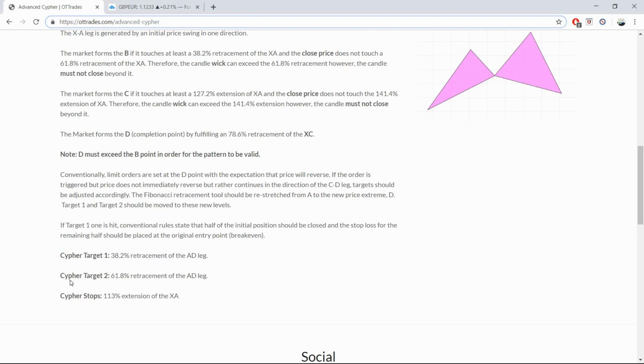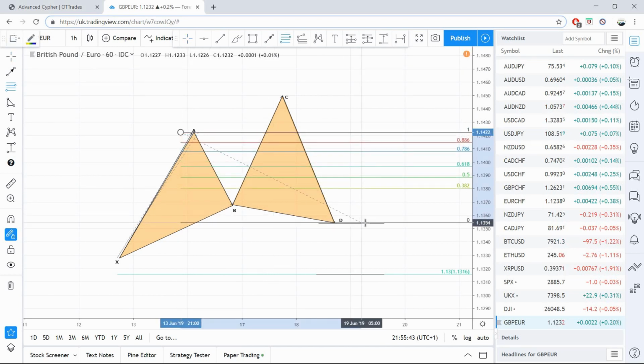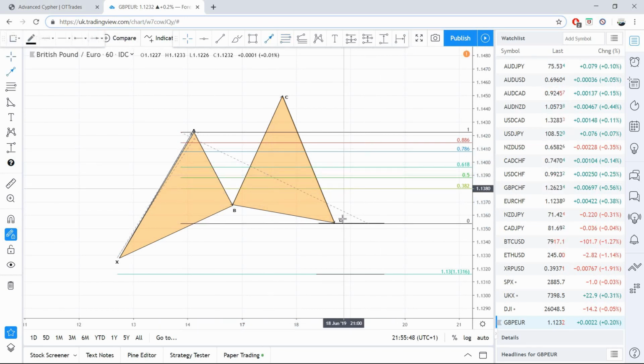Cypher targets 382 of A to D and 618 of A to D. Pretty conventional. So A point here to the D point here. So we're looking for price to retrace off of this level up to the 382 point and the 618. So that's our two target levels here, 382 and 618.